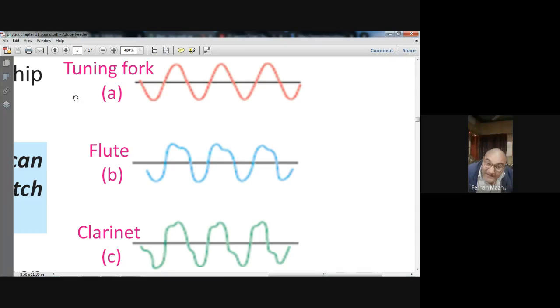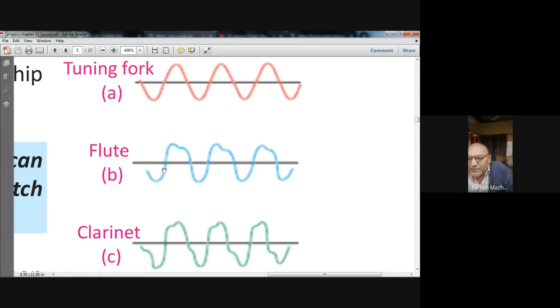Now look at another aspect. This is the sound of a tuning fork. Look at this graph. Look at this wave. Just take one wave, okay? This is one complete wave. Look at the basic shape of the wave.